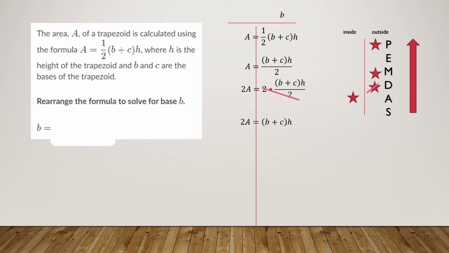Next, let's simplify. Now we are trying to solve for b, and we still have that h on the outside of the parentheses. We're still on the outside. So we're multiplying by h. The inverse operation for multiplication is division. So we're going to divide by h to get rid of that h. We're going to simplify. And once we have eliminated the h, all we're left with is b plus c.